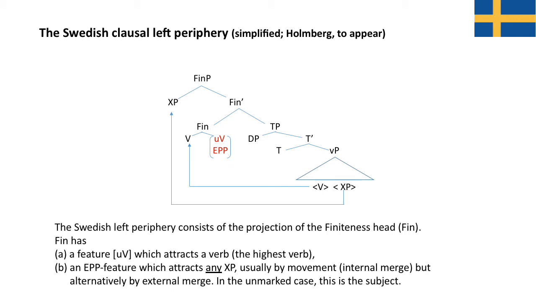First, we assume the following analysis of the Swedish left periphery, which we have simplified a bit. The Swedish left periphery consists of the projection of the finiteness head of Finn. Finn has a feature which attracts a verb. Secondly, it has an APP feature which attracts any maximal projection to the specifier of Finn P. The V2 order is explained by the fact that there can be no movement past this position.